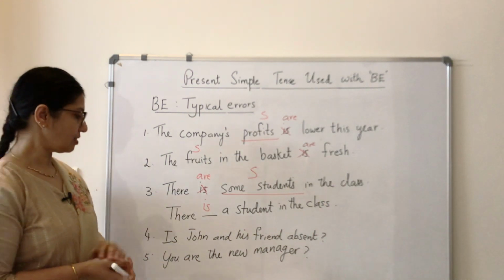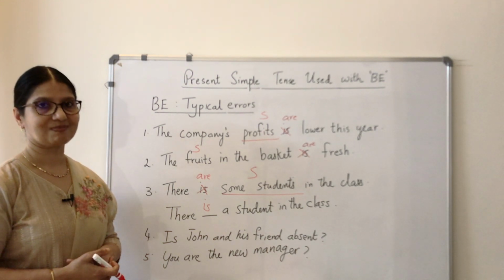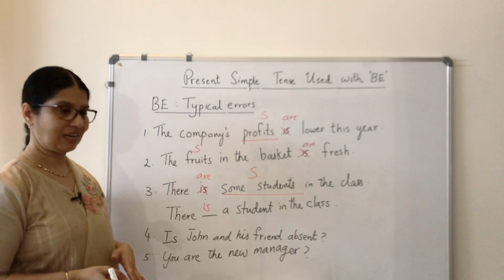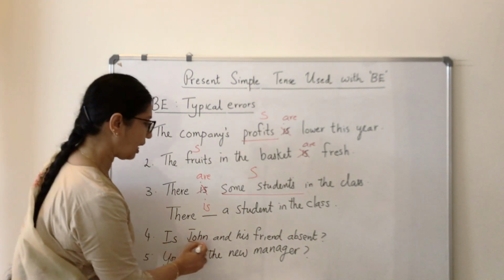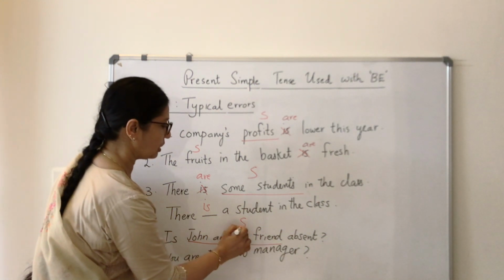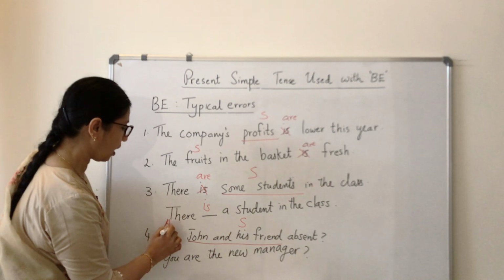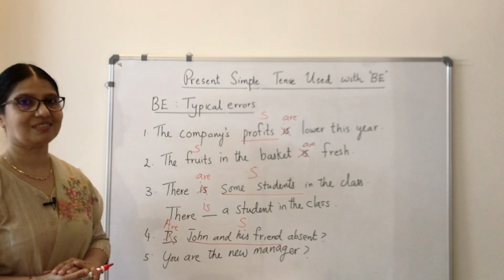The fourth one: is John and his friend absent? You can notice that it's a yes or no question, and the subject is not just John, it is John and his friend. So it is plural. So you should start the sentence with are. Are John and his friend absent?